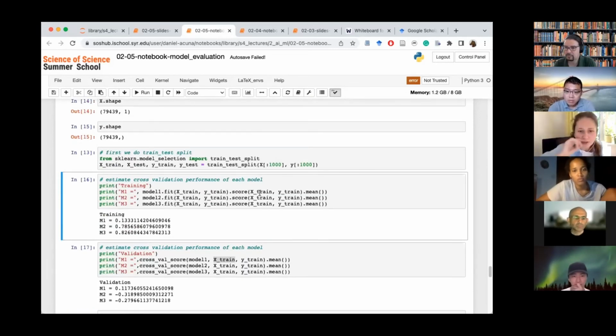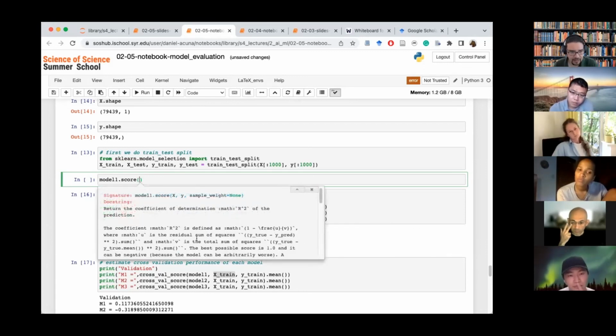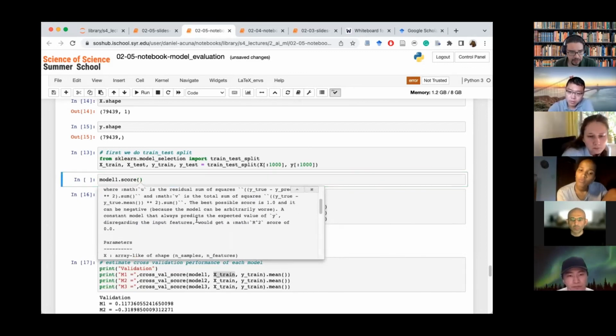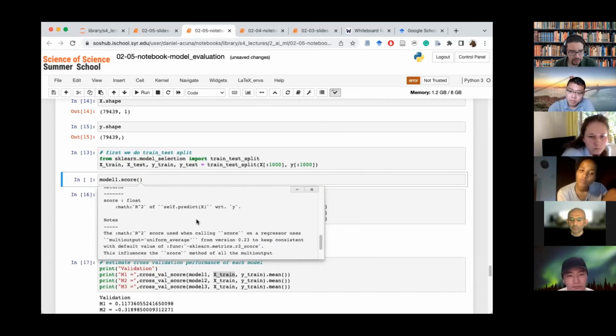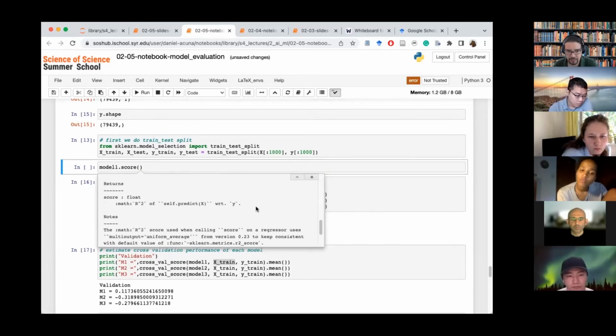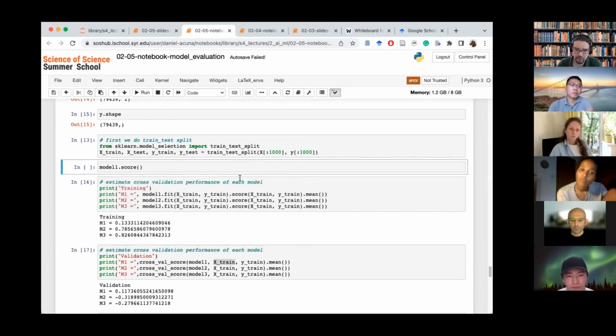May I briefly ask, why do we use R square here? Can we use everything else? Yeah, we can use whatever we want. That's a good question. Any of these models has a function called score, and I think it uses R square by default, but I think you can change it. There may be other ways of measuring the performance, but I'm not familiar with them. We could use squared error, whatever you like.